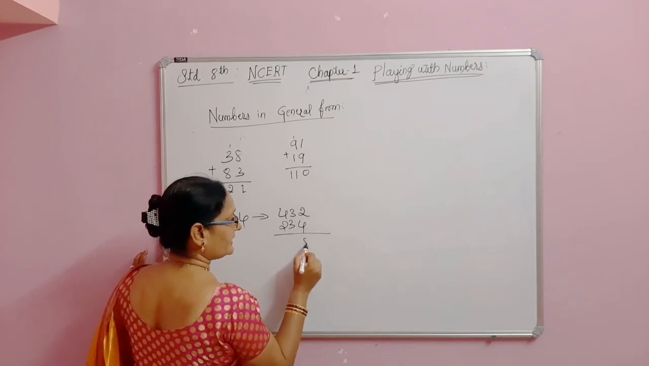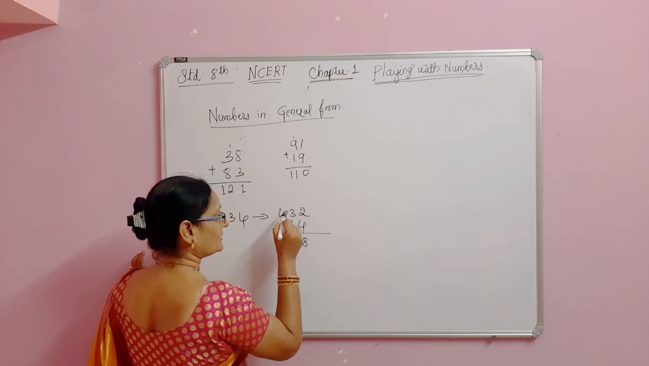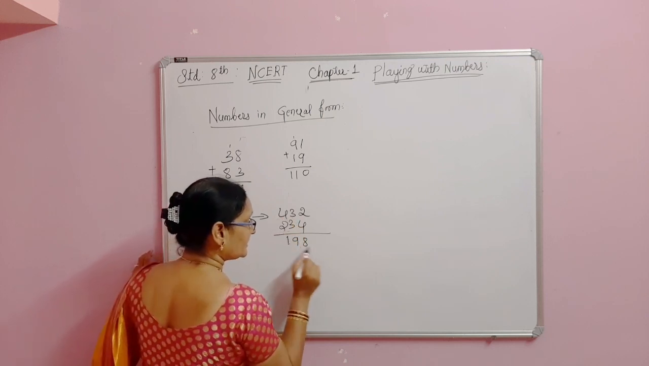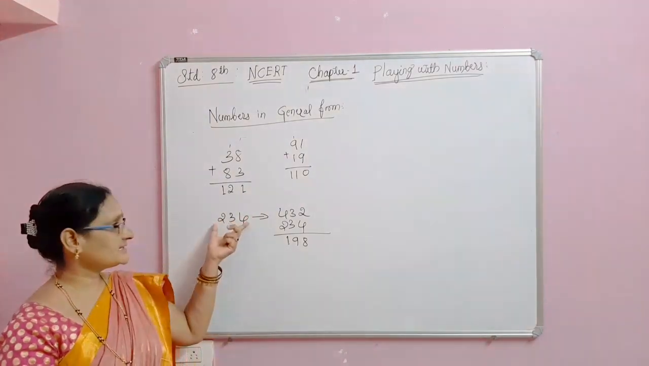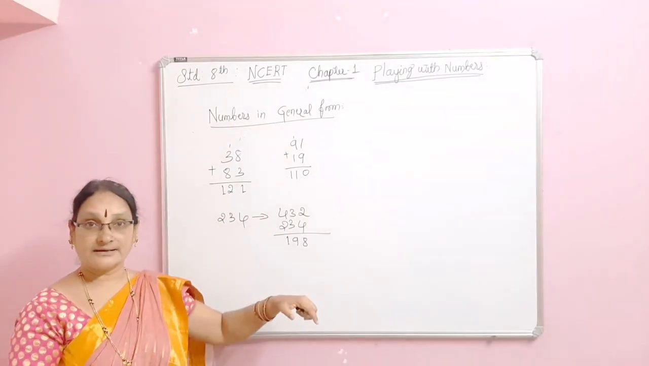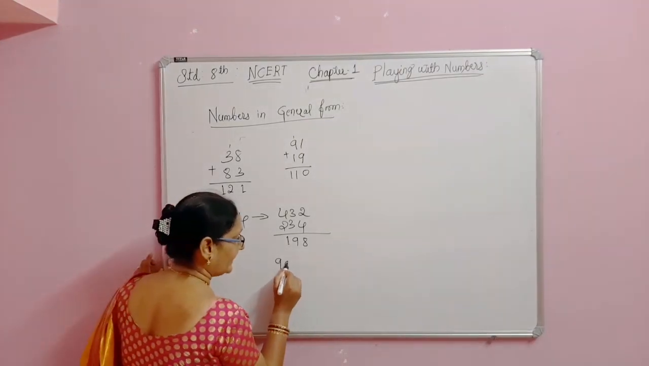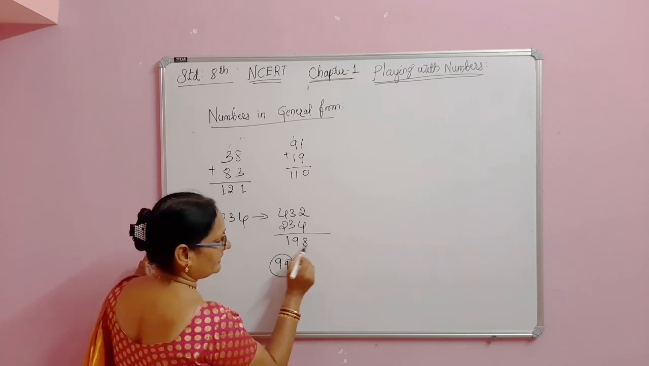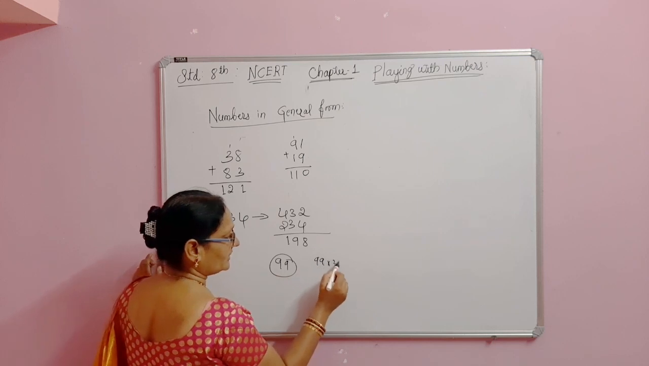12 minus 4 is 8, carrying 1. 13 minus 4 is 9, carrying 1. Then 4 minus 3 is 1. See the difference always. The difference of this 3-digit number and the reversed number is always divisible by 99. Remember this. 99 twos are 198.